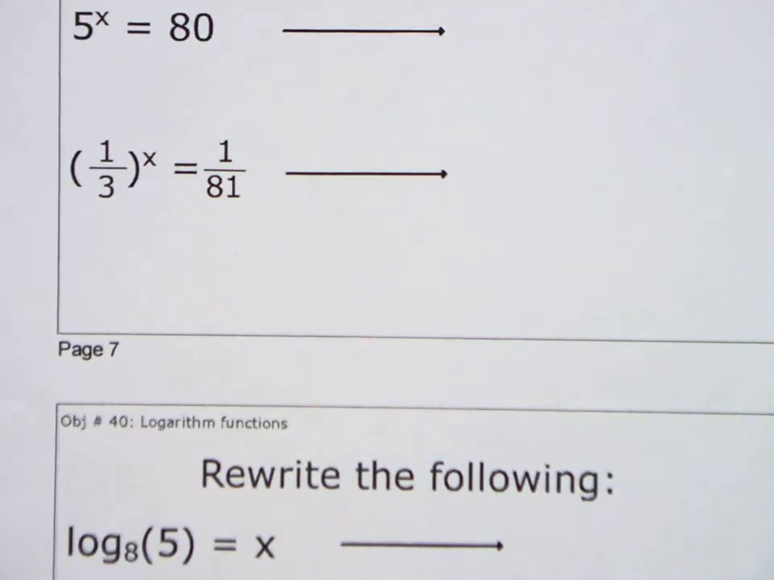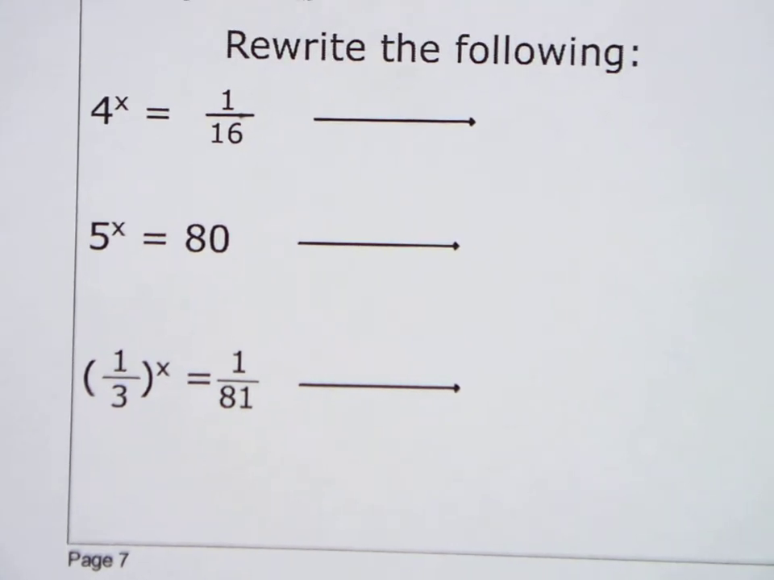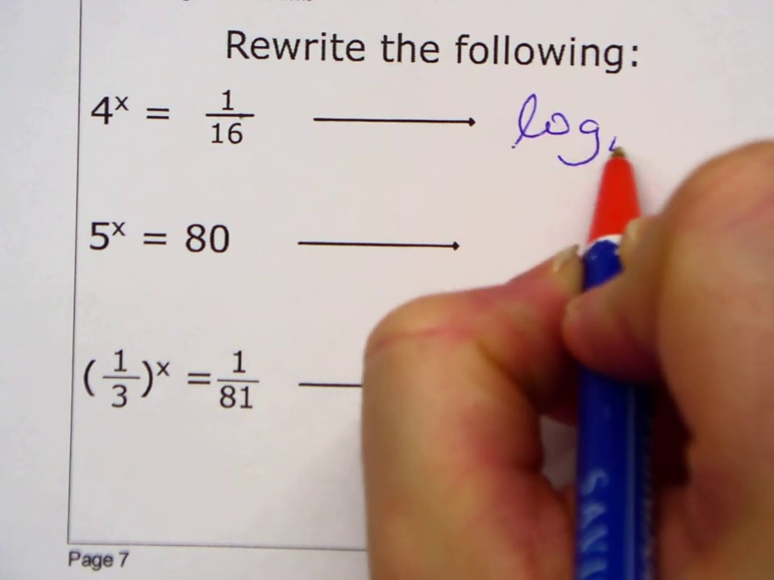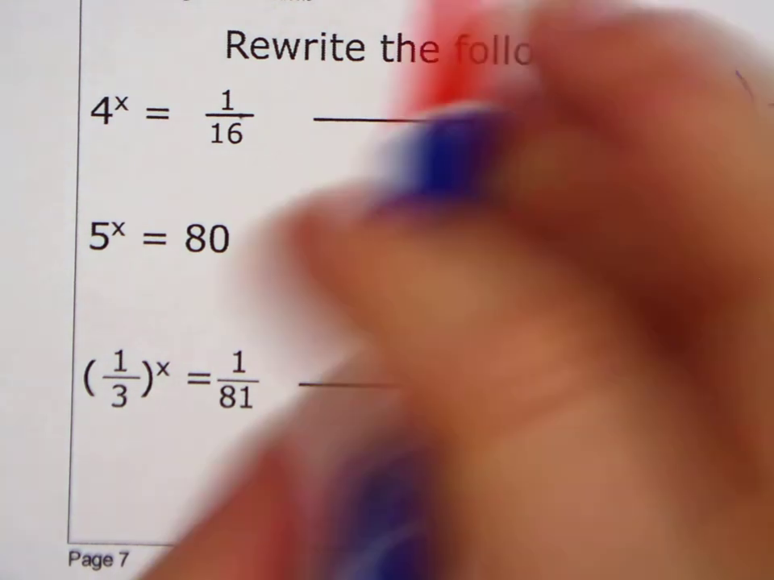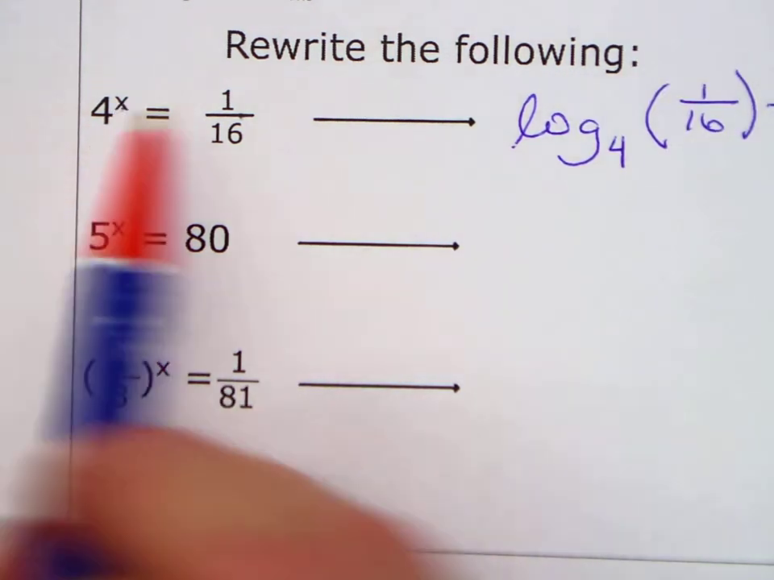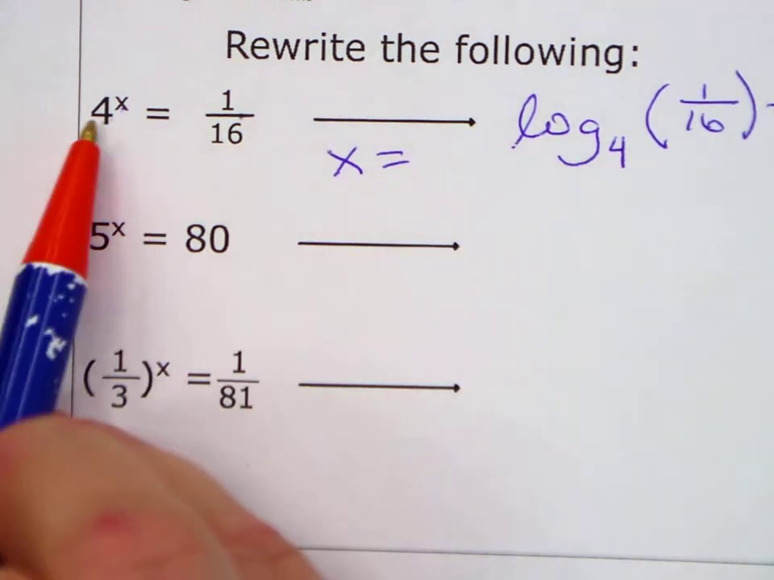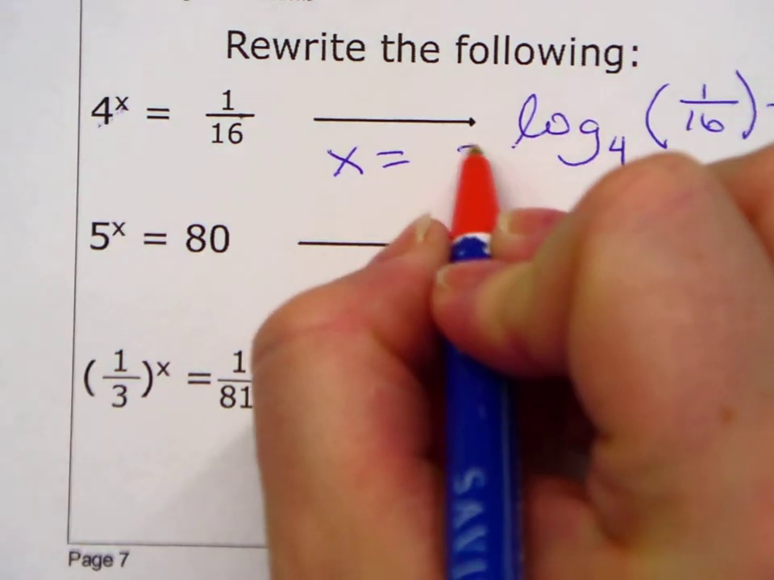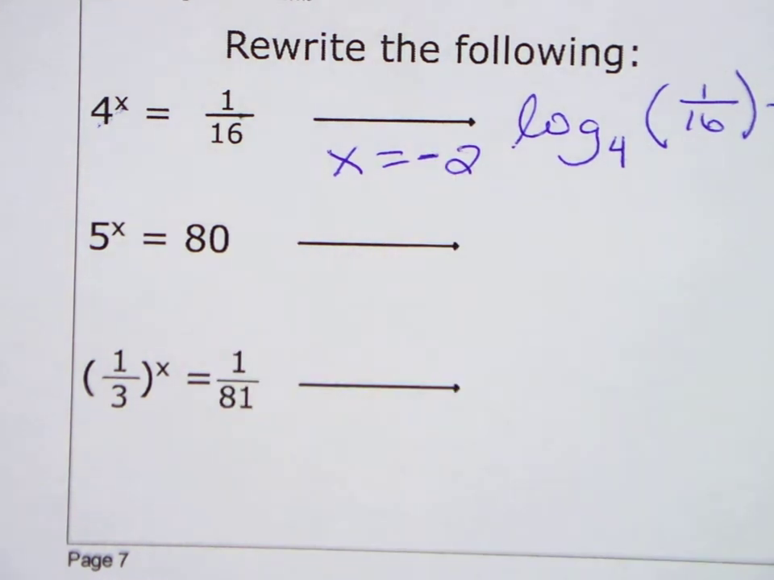Do it again. Practice. This time, instead of numbers everywhere, I threw in some x's to see how that looks. Log base 4 of 1 over 16 equals x. So if you can't solve for x, you can use a log, and we got x by itself. Now, what does x equal in this case? 4 to what power gives you 1 over 16? Well, 4 squared is 16, but it's a fraction, so it's negative. Okay? All right, do the other two on your own.